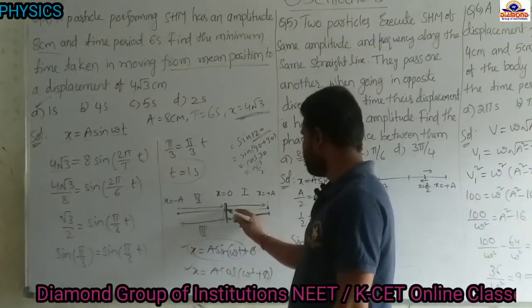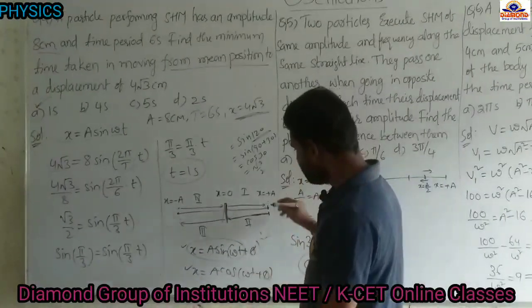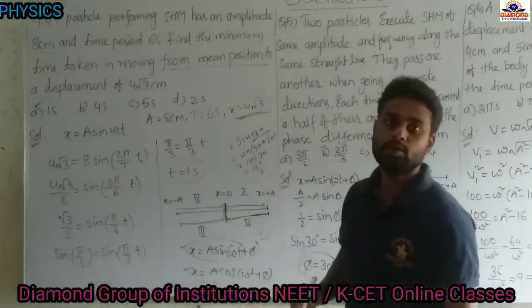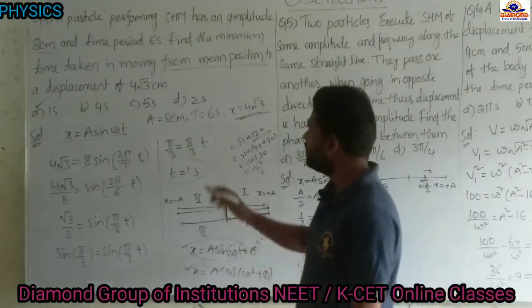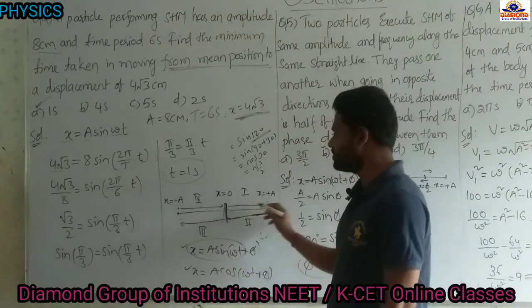That means it is in the first quadrant. So the angle is 60 degrees. Suppose it is starting from the extreme position to the mean position, then take 2 pi by 3. Okay? Here they said it is already moving from the mean position, so it is in the first quadrant.